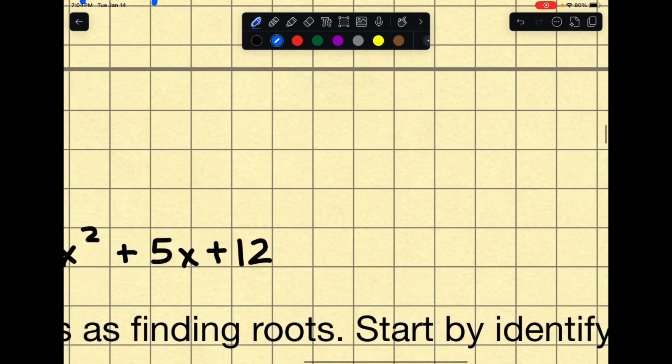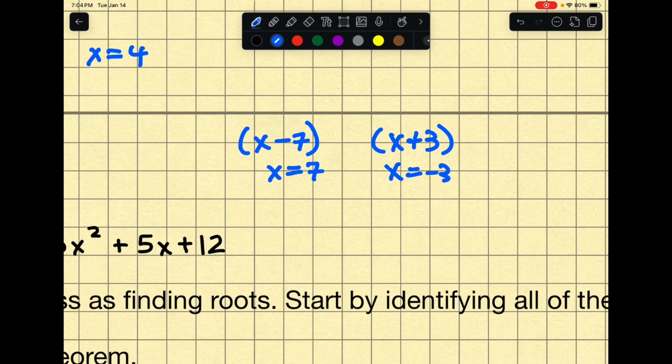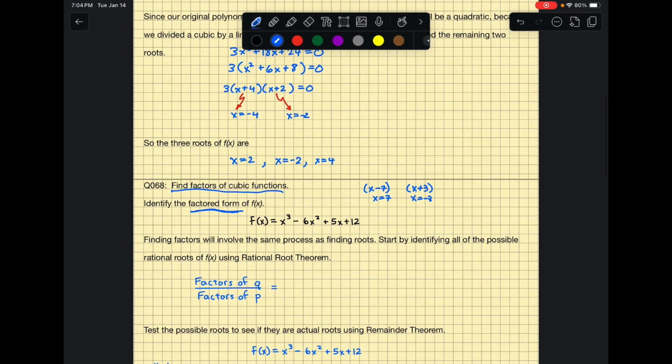Like for example, let's say we know that one of the factors of a polynomial is x minus 7. Well, then the root associated with that factor is x equals 7, right? You imagine setting the factor equal to 0. What if the factor is x plus 3? Then that root would be x equals minus 3. So finding the factors, which is what we're trying to do this time, is a very similar process to finding the roots.